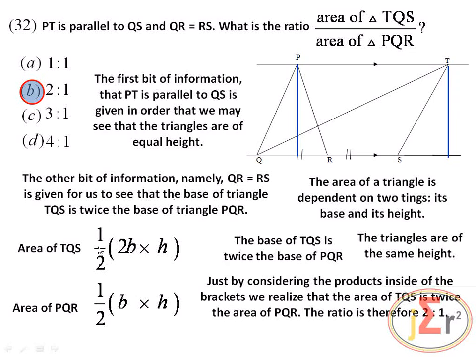So notice that this is half, this is half. This is H, this is H. The only thing that makes a difference is the base. Since the base is twice of the other, then we are sure that the area is twice the area of the other. That's all there is to it.